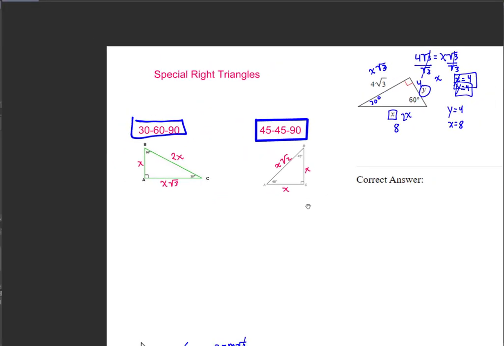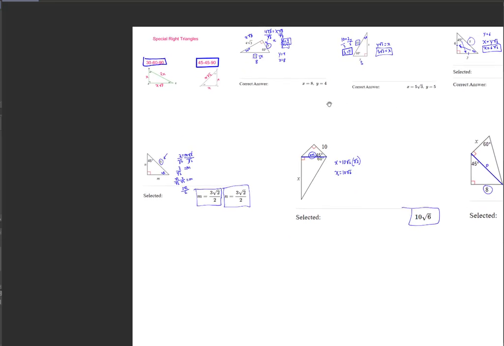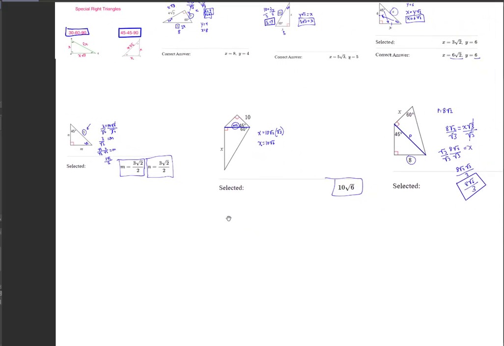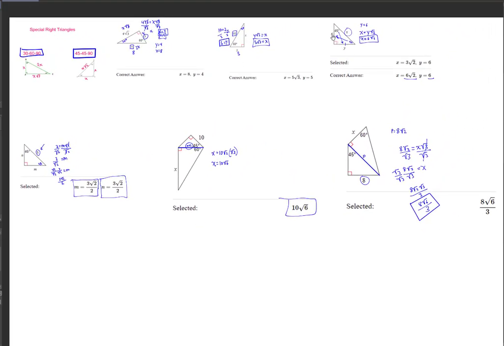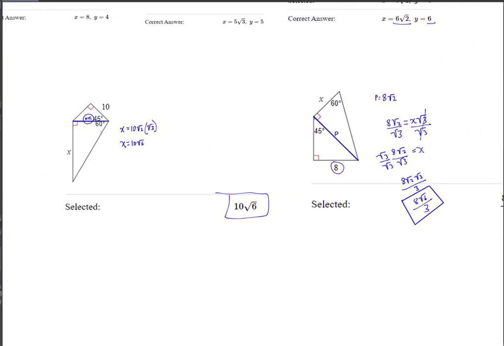And then we talked about how to actually solve some problems with 30, 60, 90 triangles, right? And we talked about how to solve some problems with the 45, 45 triangles, right? Remembering that both those sides are the same, right? And then we put it together to solve these multi-step problems, which are kind of fun. Actually, I like these. They're kind of like puzzles.